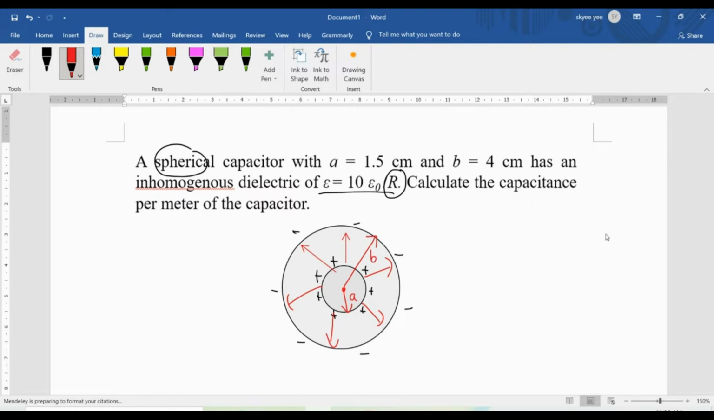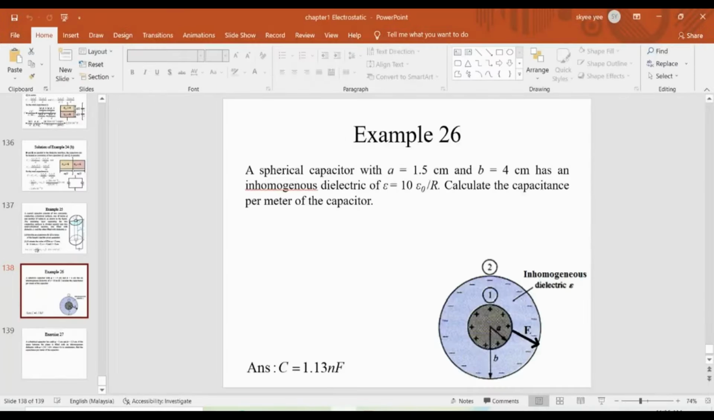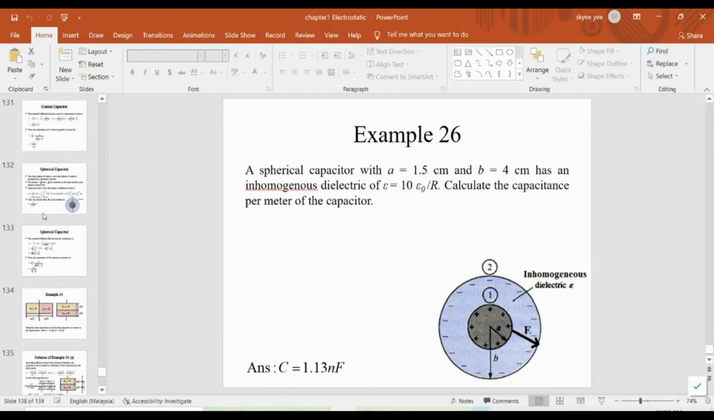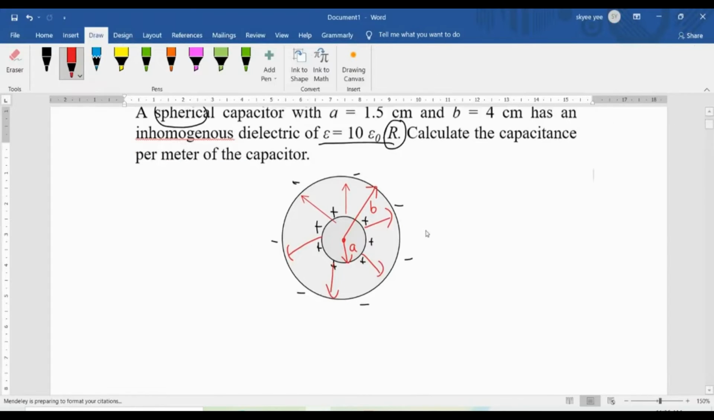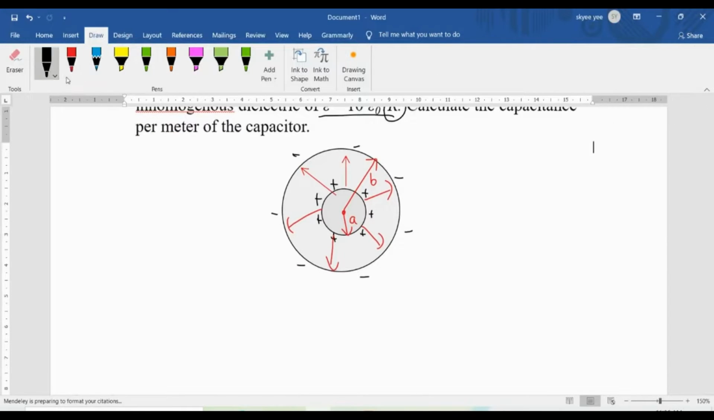To calculate the capacitance, we refer back to the formula that we derived in class. The capacitance of the spherical capacitor is equal to this, 4 pi epsilon. I will just write it down here. This is the formula that we derived previously.